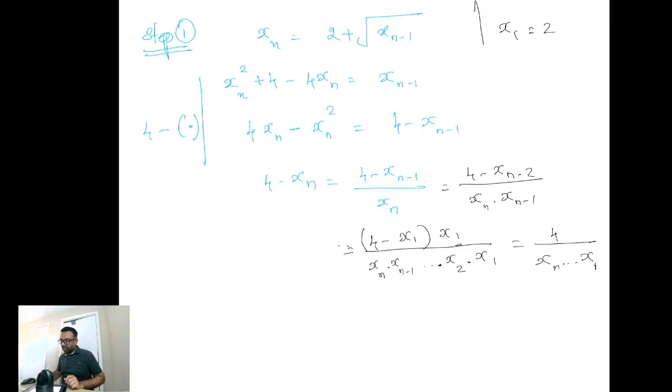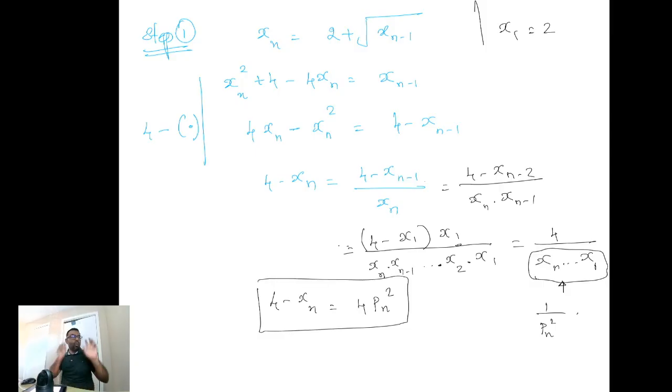But what is this 1 over xn times x1 all the way up to x1? This is exactly the same as Pn square that we had, right? So from our definition of Pn square, we have 4 minus xn is the same as 4Pn square. Does that make sense? Because this term exactly was the same as 1 over P1 square, right? So we have Pn only in terms of that xn. So our first step is clean. This is a really nice setup that we have.